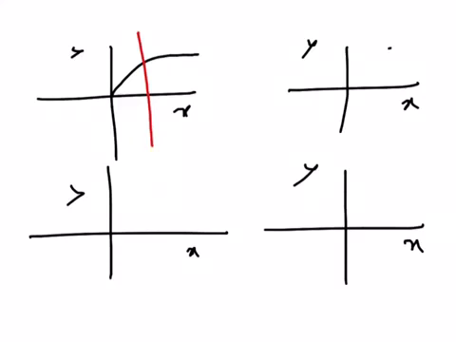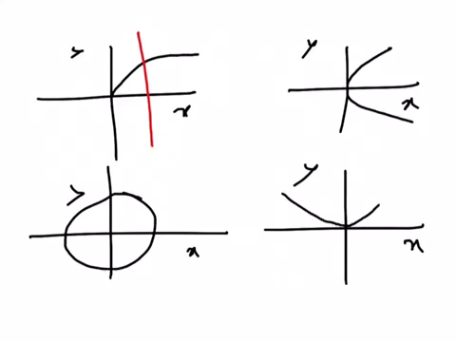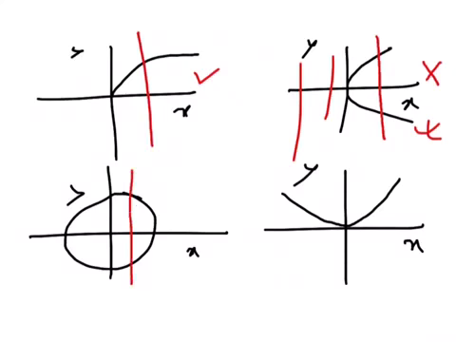Let's say this one, and let's have something like this. So if we take any vertical line, and it cuts the graph twice, then this is not a function. This is a function, this is not a function. This is a circle, and of course this is a parabola, but not a function, it's a relation. Similarly this one is not a function.